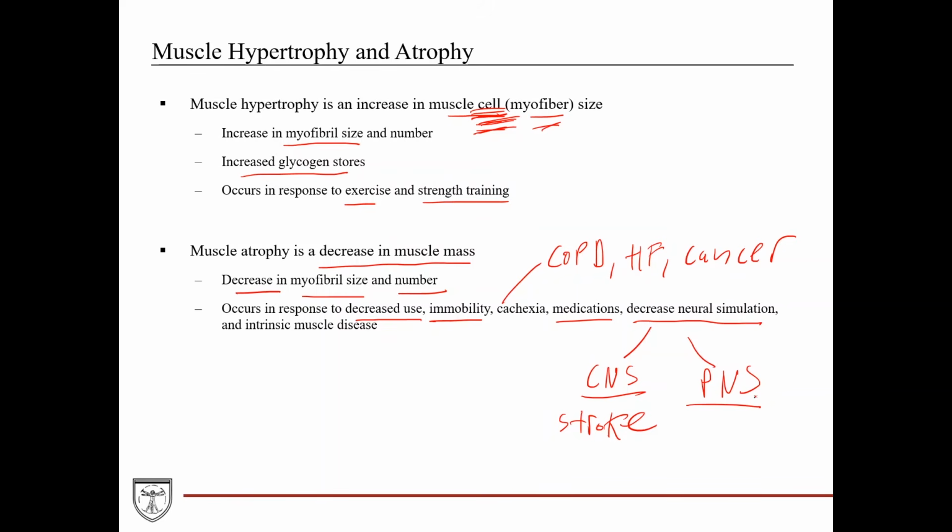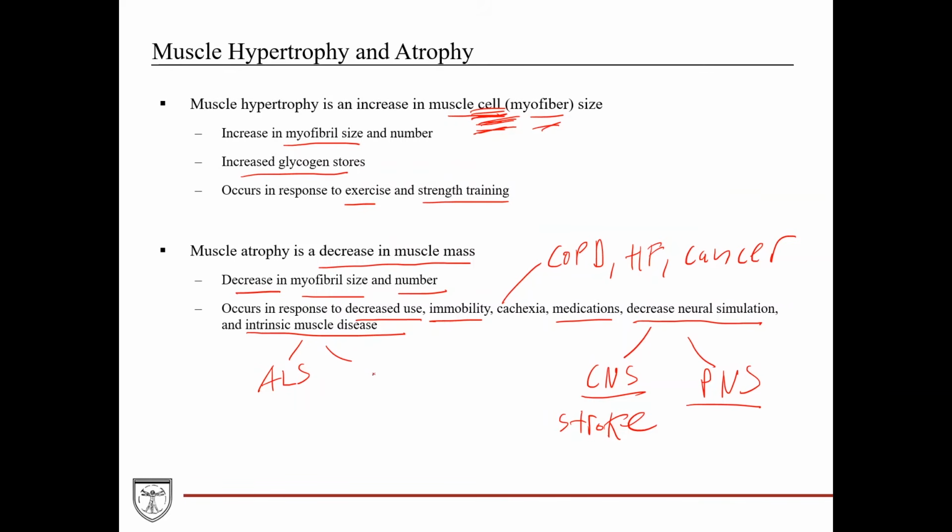Peripheral nervous system would be, obviously at a very gross level, if you would cut a peripheral nerve, obviously it's going to take a while for that nerve to grow back, if it ever does. And so you're going to have decreased neural stimulation as a result of that. It could also be nerve injury. The other thing is intrinsic muscle disease. So examples of this would be like ALS, Lou Gehrig's disease. So you have decreased stimulation of muscles in that regard.